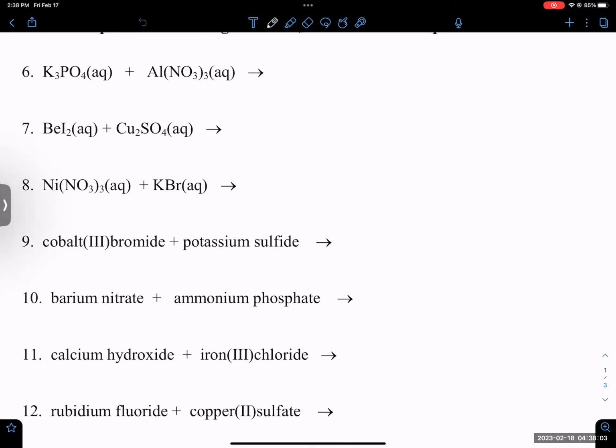All right, so this is what kind of reaction? Double displacement, so the potassium goes with the nitrate, so KNO3, and nickel 3 bromide would be NiBr3. Now we need to assign the physical states. So is potassium nitrate soluble in water? So it's aqueous. What about nickel 3 bromide?